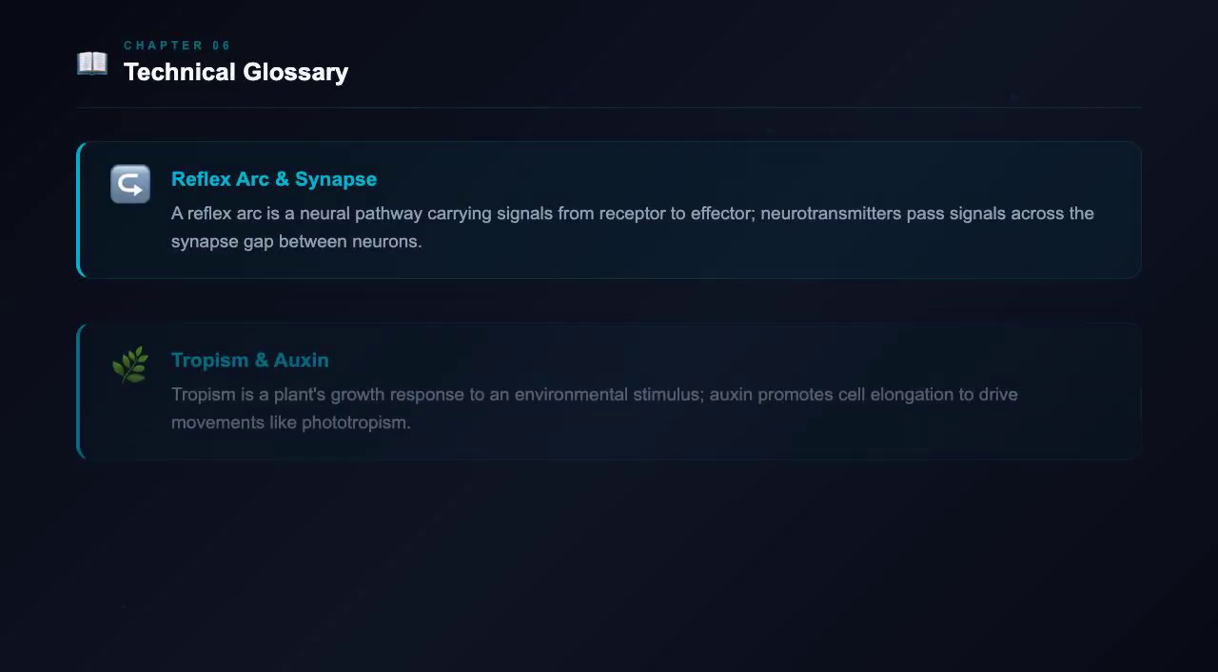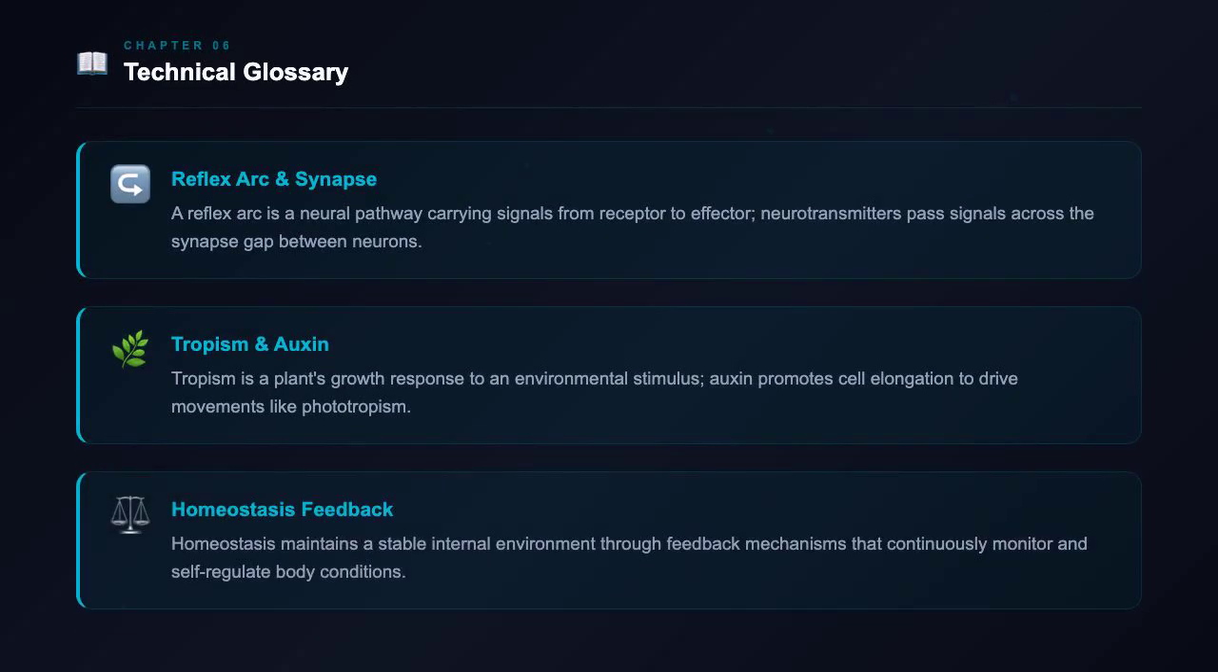A reflex arc is a neural pathway controlling reflex actions. It carries signals from a receptor to an effector. At the synapse, neurotransmitters pass signals across the gap. In plants, tropism is a growth response to an environmental stimulus. Auxin promotes cell elongation, enabling phototropism or growth toward light. Hormones are substances produced by endocrine glands, traveling through the bloodstream to target cells. Effectors, like muscles or glands, produce responses to stimuli.